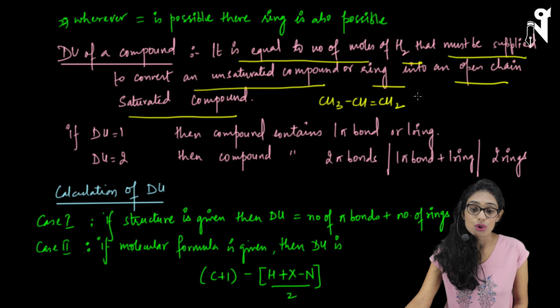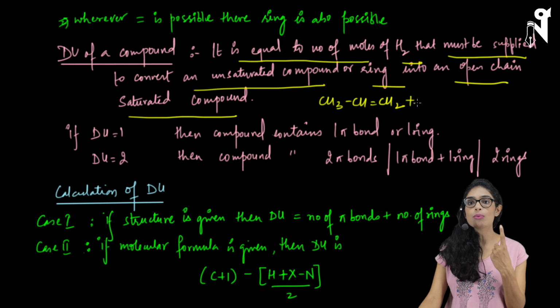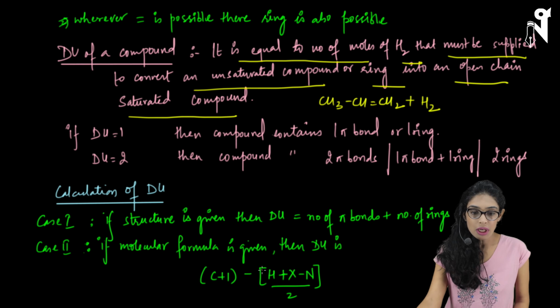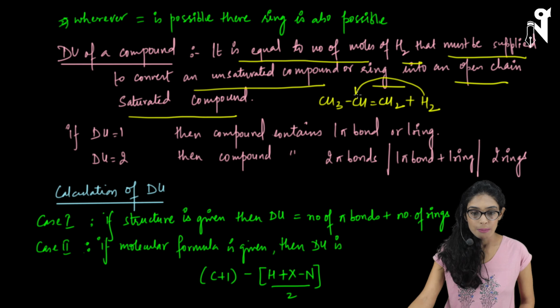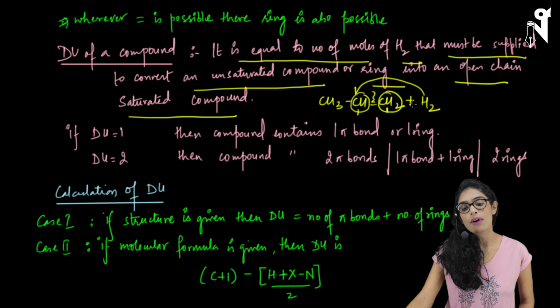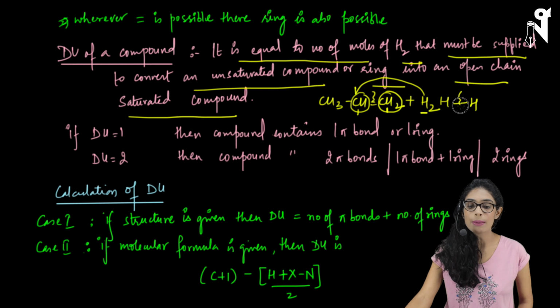If I add H2 over here, 1 mole of H2, the pi bond will break, it will create two valencies over here, one for this carbon and one for this carbon. And now the bond between hydrogen and hydrogen will also break. One hydrogen will go to one carbon, another hydrogen will go to another carbon.